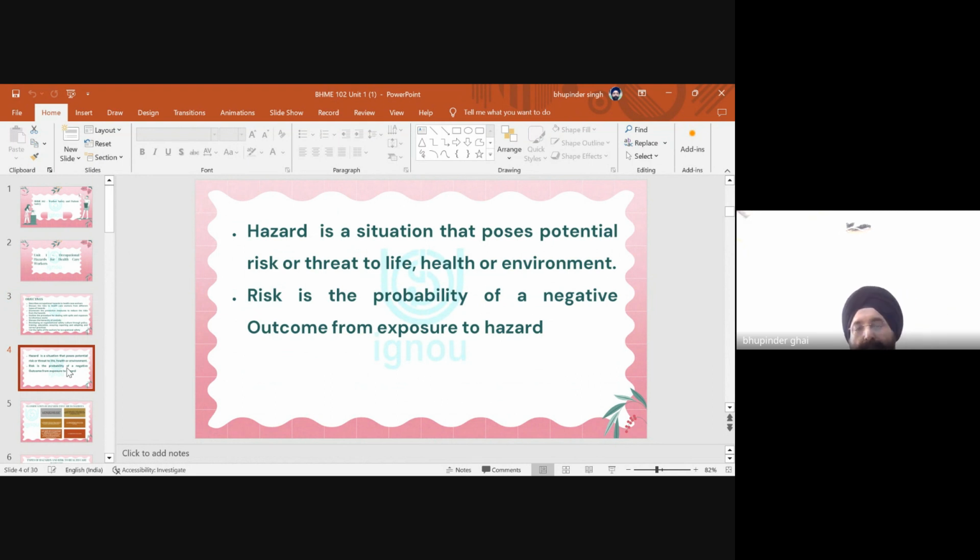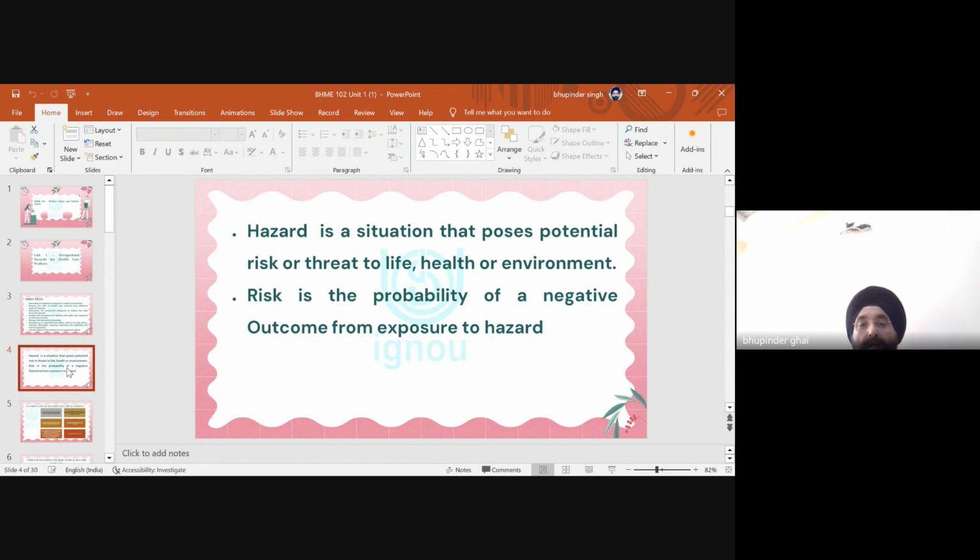So what is hazard? Hazard is a situation that poses potential risk or threat to life, health, or environment. So what does it mean? A hazard is a situation at the workplace which causes a risk or threat to life or health or to the environment. Suppose there is no risk to health or life, but it causes environmental impact, then also it's a hazard.